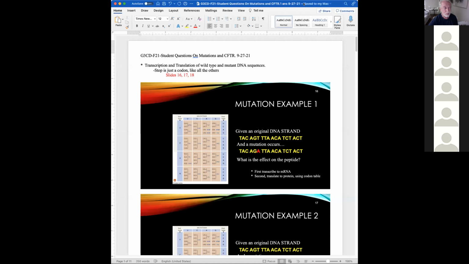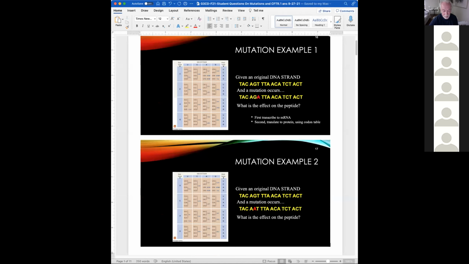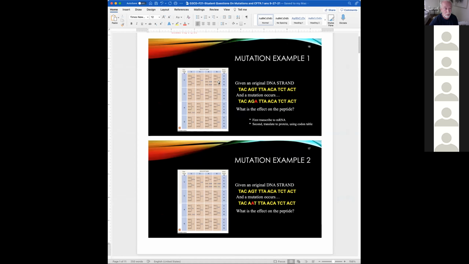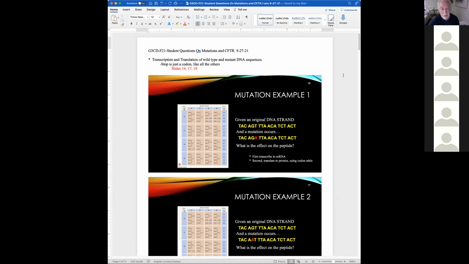And you should be able to see the Word document, which starts with questions. So what I did, this was an assignment, and quite a number of you submitted issues that you wanted to have discussed in more detail. And so I have them here prioritized. The most frequent question was about how you deal with a mutation in a DNA sequence.